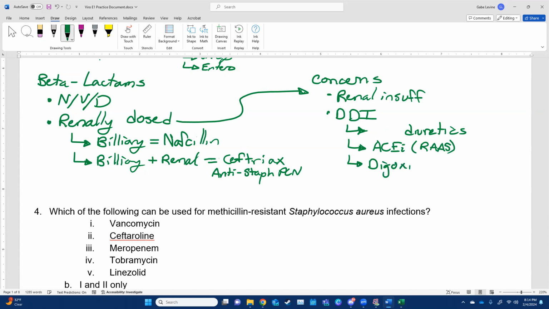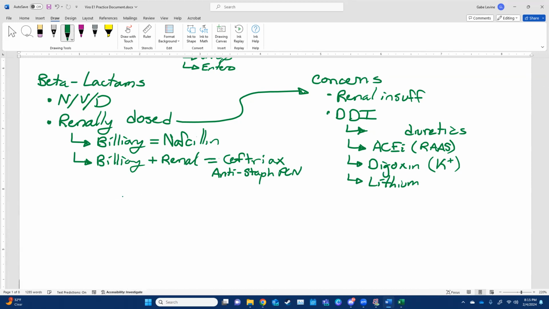Digoxin, not because of sodium, but because of potassium. And lithium. Very nice. The reason is because lithium exchanges for sodium in the renal tubule, and so we worry about the extra sodium load that we're giving. Great. All right.